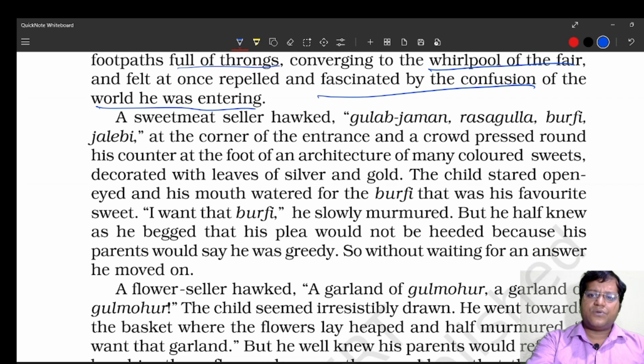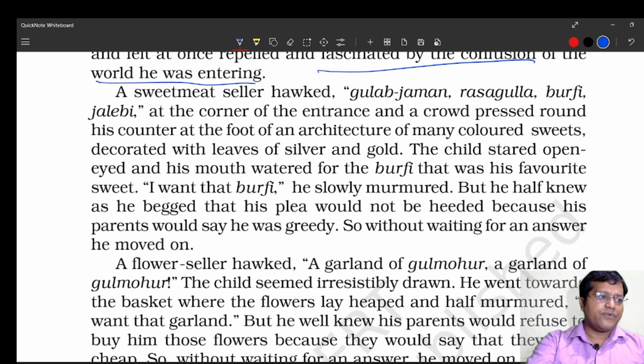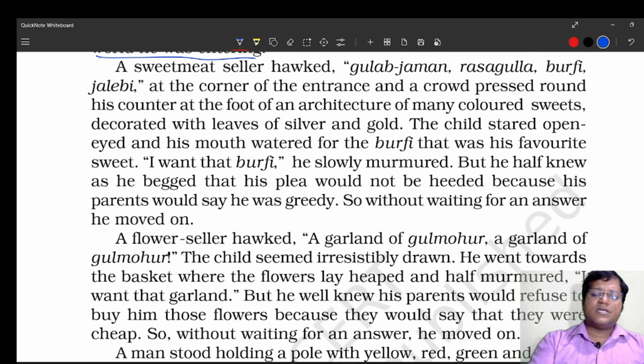Now, he was entering into the world, it means entering into the fairground. It was very confusing to him. Why confusing? Because there are lots of people entering from different sides, and thousands of unknown people were gathering and roaming here and there. The boy was so confused because he was a little boy and he had not seen much of a fair in his lifetime, in his childhood, till date.